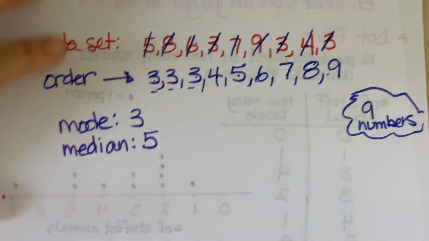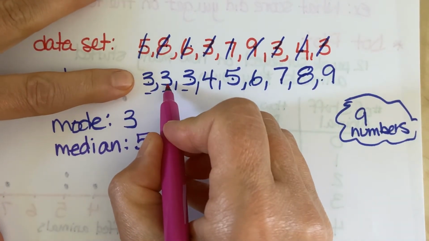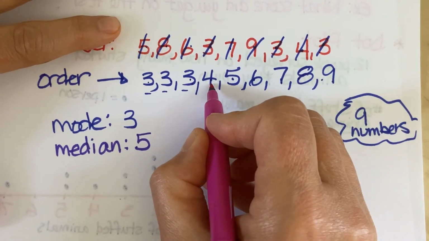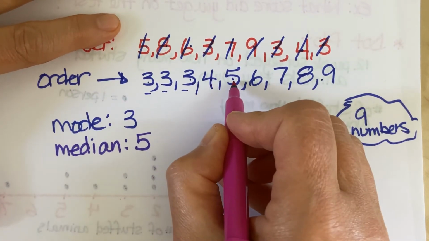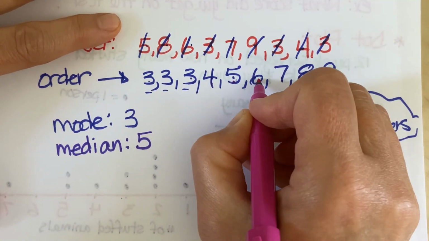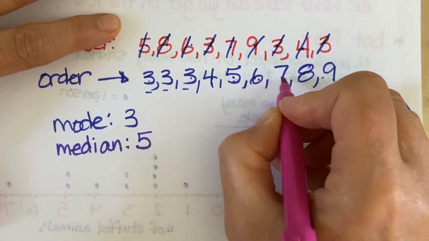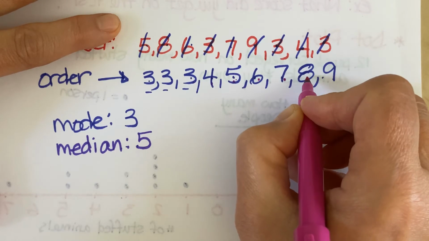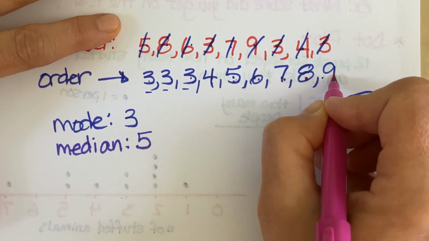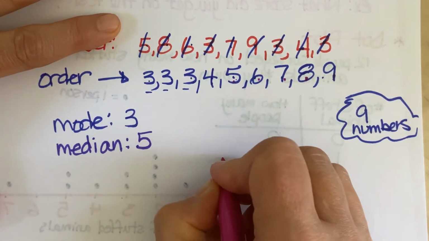Now I'm going to add these numbers up. So I would do 3 plus 3 is 6. 6 plus 3 is 9. 9 plus 4 is 13. 13 plus 5 is 18. 18 plus 6 is 24. 24 plus 7 is 31. 31 plus 8 is 39. 39 plus 9 is 48. Okay, so when I added them up, I get 48.